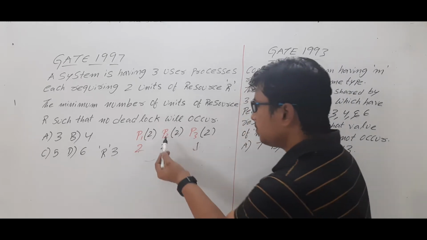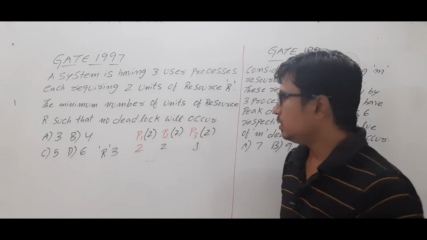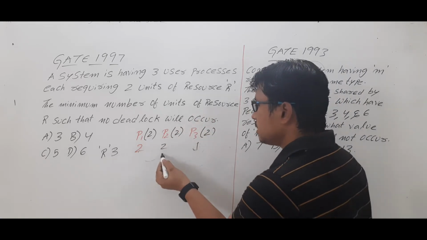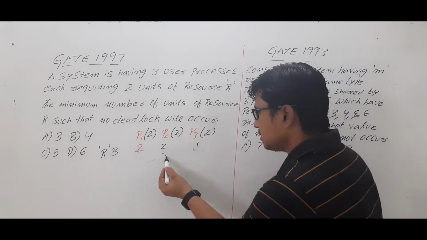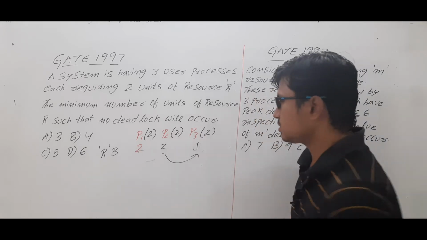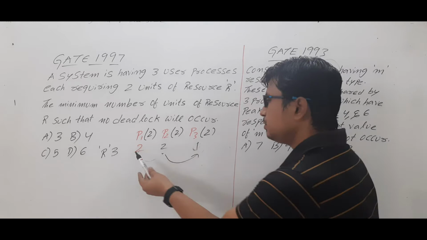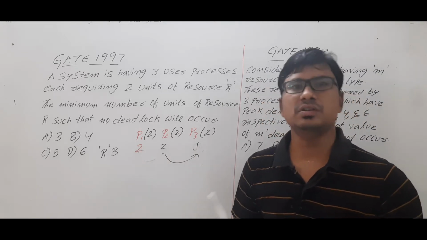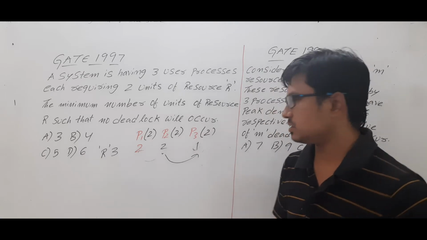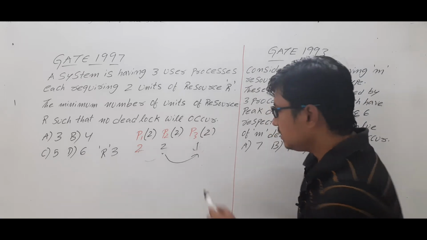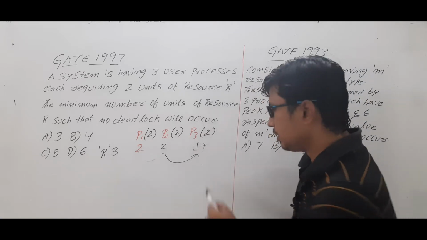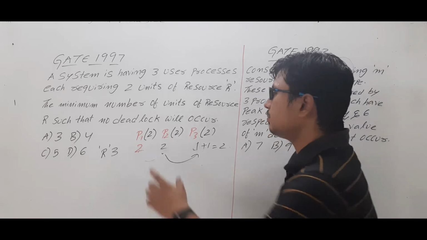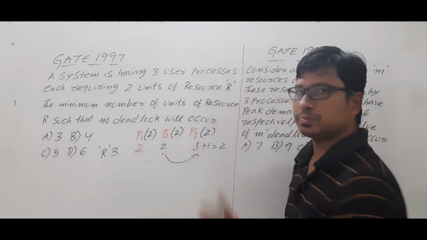So then P2 needs 2 units of resource R. It has been allocated, so it will complete the task. Once it is completed, it will release the 2 instances of resource R. Is it clear? 2 instances of resource R or 2 units of resource R, both are the same only. Now process P3 will get 1 more and then it will also complete the task. So in this way process P1, process P2, process P3 will complete.